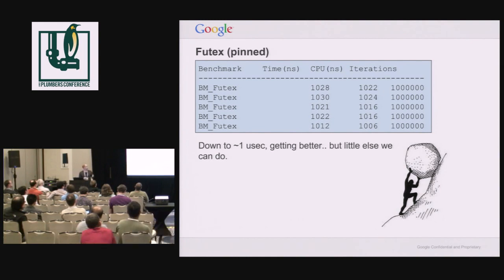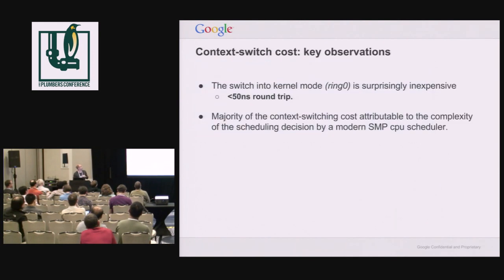But we've kind of run up against a wall at this point, right? There's no cheaper operation for switching between these threads. And we've already pinned the affinity to the single CPU. This is the raw cost of the actual switch. So if you decompose that, there's two really interesting observations you can make.